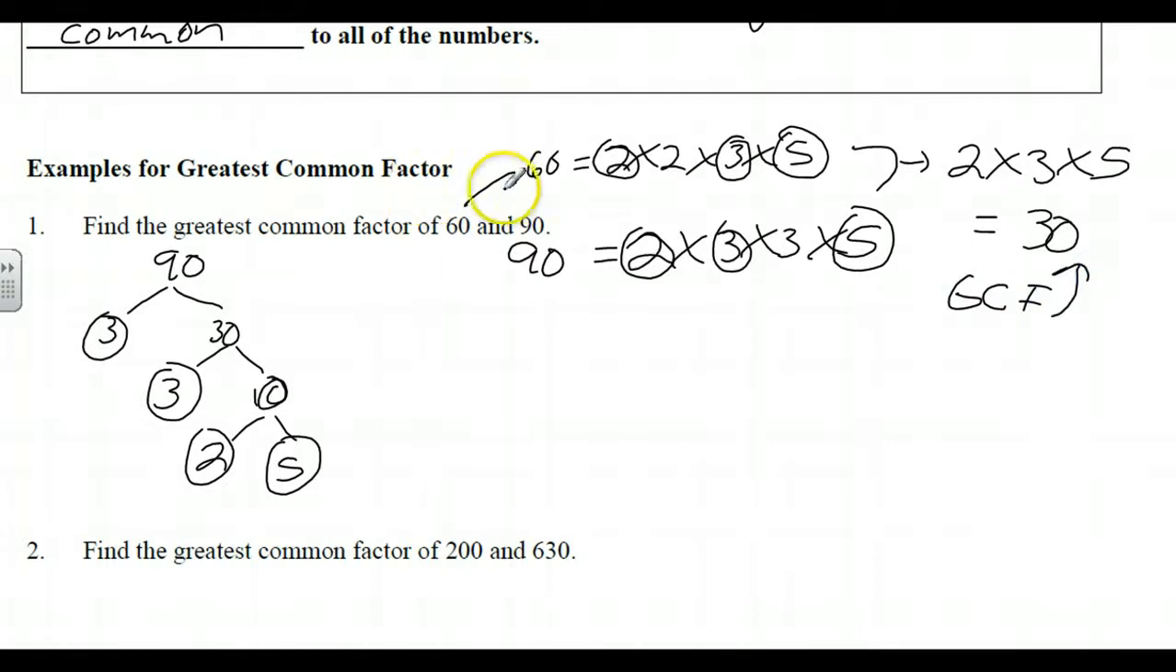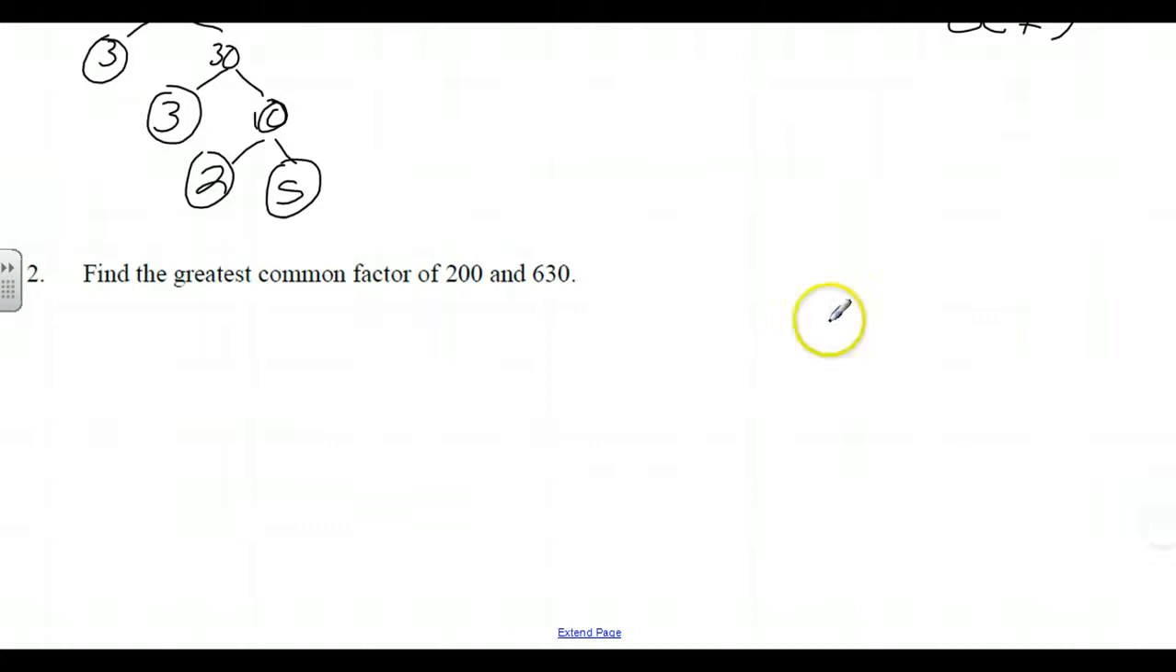Okay, one more time. We write the prime factorization of 60, the prime factorization of 90. We look for the common factors, and we write them down as many times as they occur in common. So in this case, we only have a 2, a 3, and a 5. And we multiply those together, and that gives us the greatest common factor. One more time. Let's try this with 200 and 630. So 200. Now, I like to be systematic.